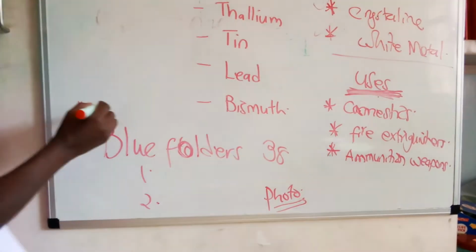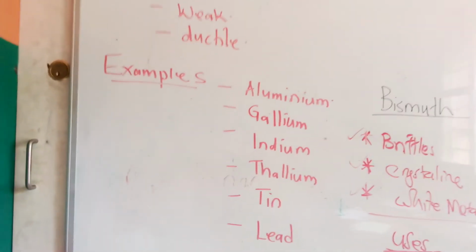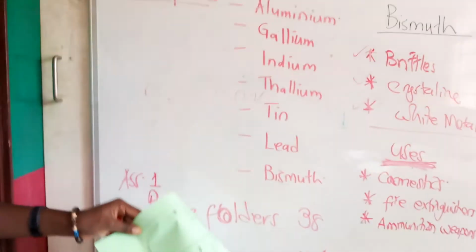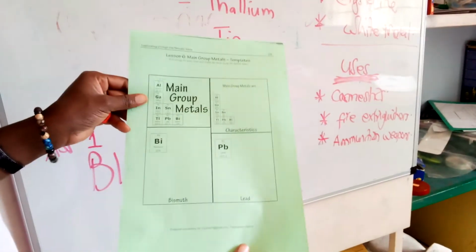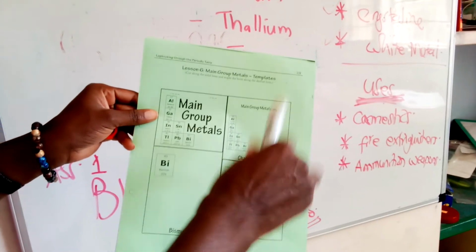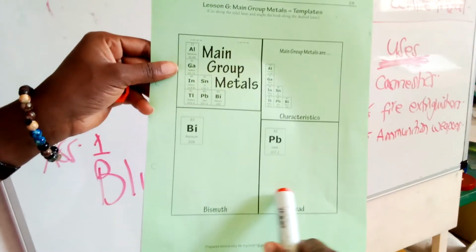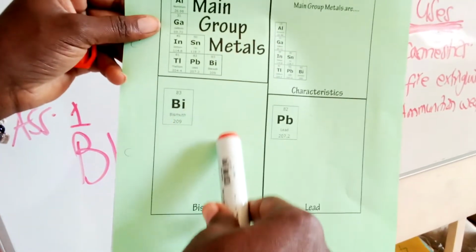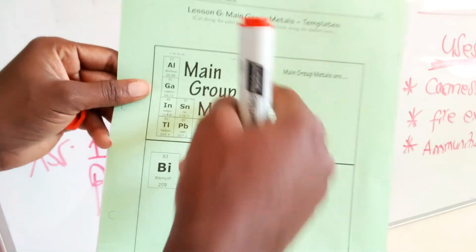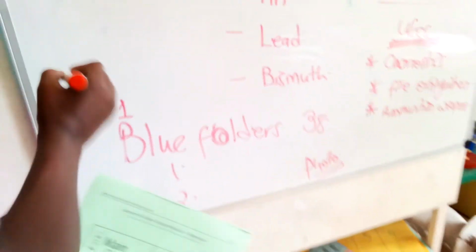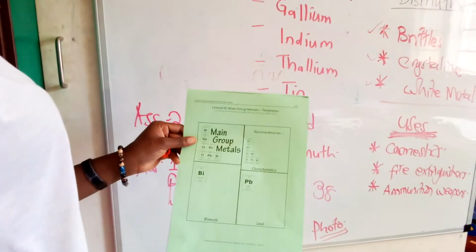This is assignment number 1. Then assignment number 2, you're going to go to these papers which I gave to you. Again, they are in your blue folders, on the main group metals. Fill up the characteristics here for main group metals. Fill up the characteristics of lead and how it is used, and the characteristics of bismuth and how it is used. After filling it, again, take a photo. That is assignment number 2. And then also send it on Class Dojo.